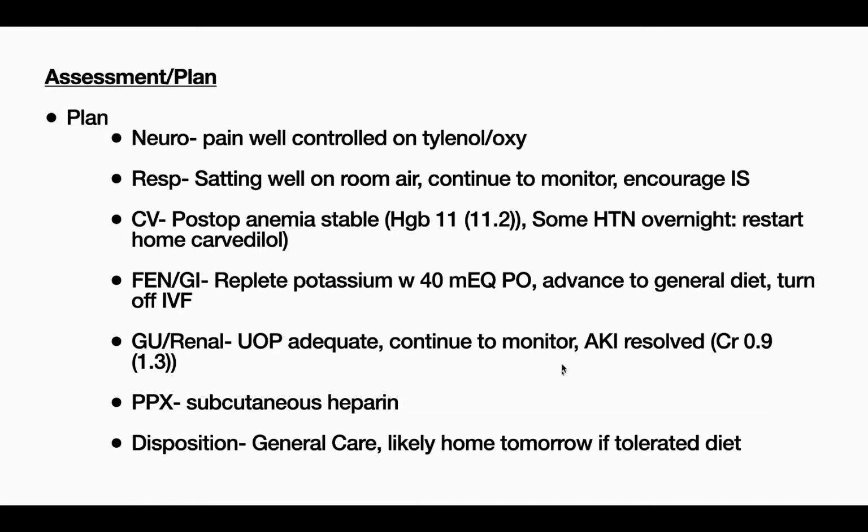So here, once again, is just a quick example to run through a quick plan. Neuro, patient's pain is well controlled on their current regimen of Tylenol and oxycodone. Respiratory, sating well on room air. Continue to monitor, encourage incentive spirometry. This is huge. If you don't have anything to use for your plan, just say continue to monitor. That's pretty much a good catch-all. You don't have to have a plan for every system.